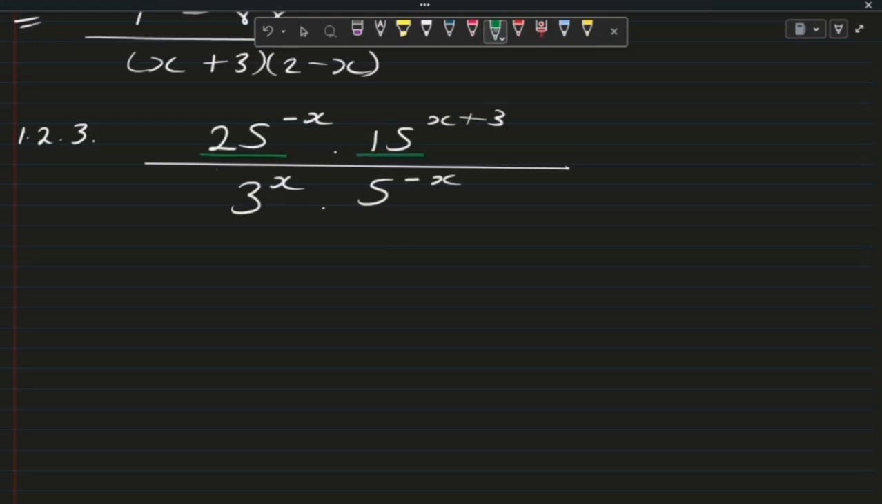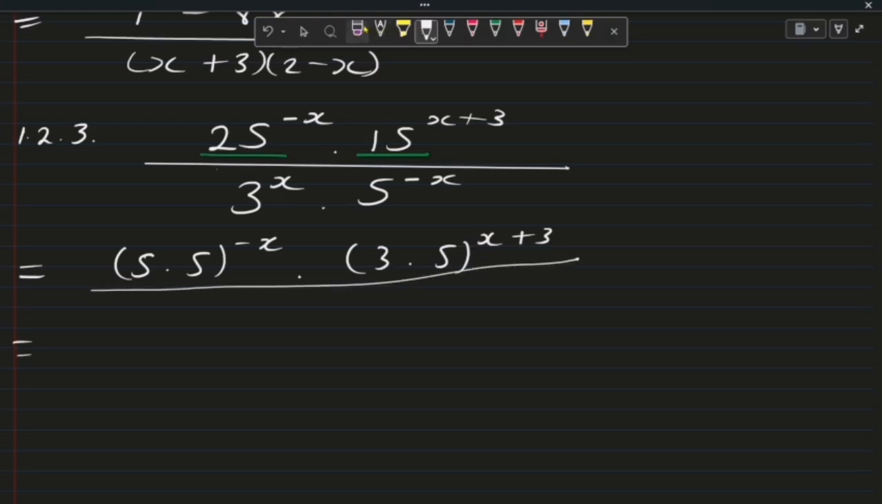The same thing applies to 15. If we can find another way of writing 15 such that we can cancel it with one of the exponents that are present in the denominator, then that will be useful. Let's get it done. 25 can be written as 5 times 5, or you can say 5 squared. It's completely the same thing. And then we can write 15 as 3 times 5, raised to the power of x plus 3. And I'll say equal to, before we say that, we have a denominator.